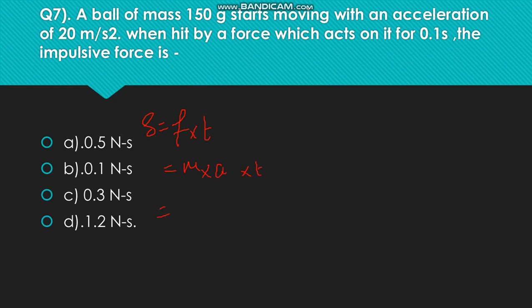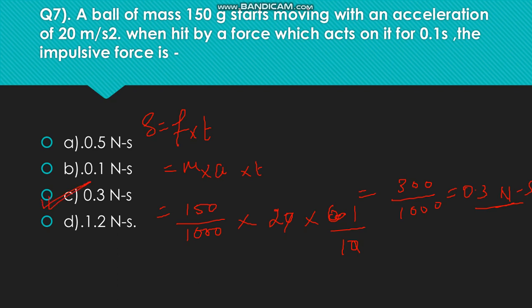Mass is given to be 150 gram, so convert it into kg, divided by 1000. Acceleration is given as 20 meter per second square, that is again SI unit, and this is your 0.1 second. 0.1 I can write as 1 divided by 10. So this 0 is gone, this again 0 is gone, and this is 2 into 150, that is 300 divided by 1000. So this is 0.3 Newton second. So this is your correct option, Option C is your correct answer, 0.3 Newton second. This is your impulsive force.